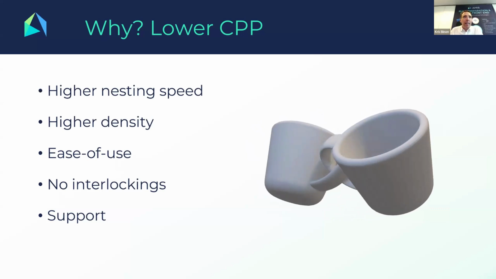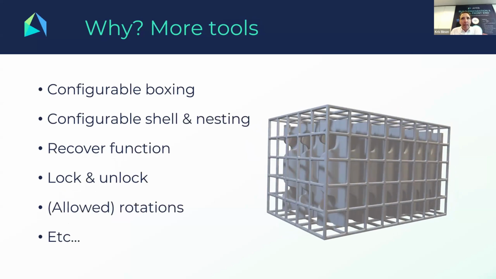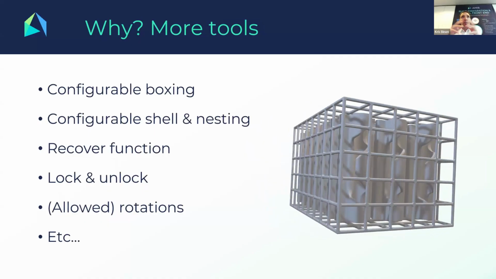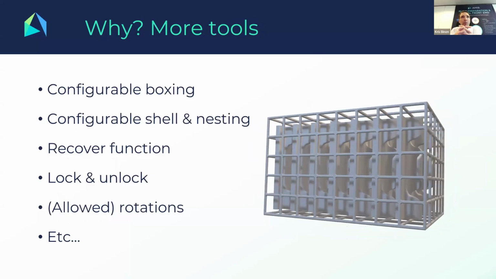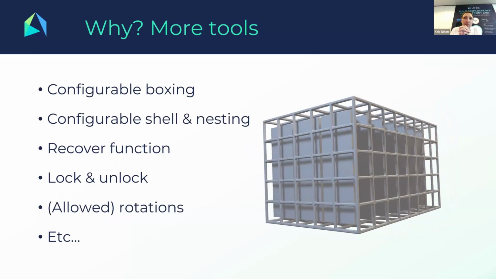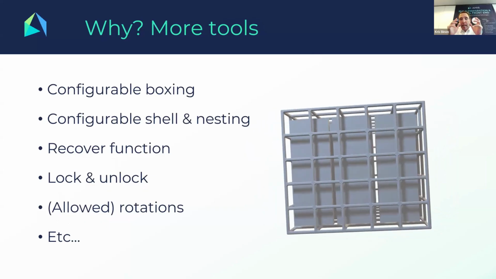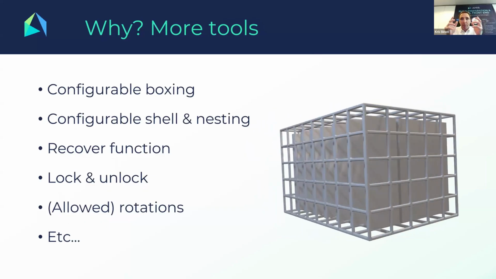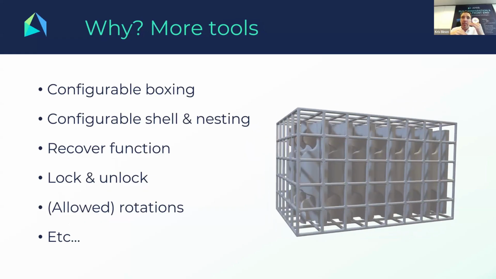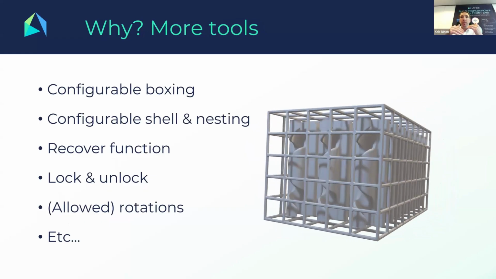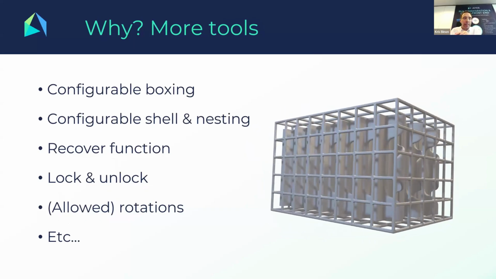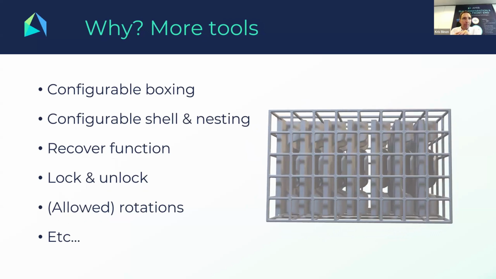And we want to offer you decent support. For that, we want to offer you more tools, and that list of tools is always growing. We have the configurable boxing now, just as well as the shelling and the nesting. We have a very easy recovery function, so that when a print would fail, let's say halfway, you can easily recover the parts that need to be reprinted, and in seconds you're on the road again to having the next build printed.